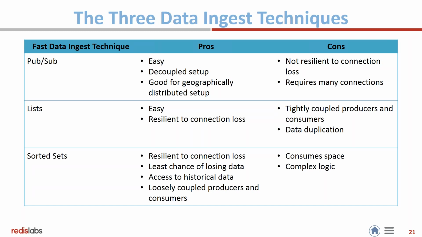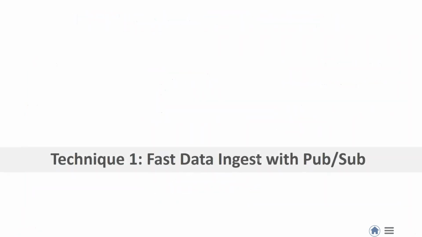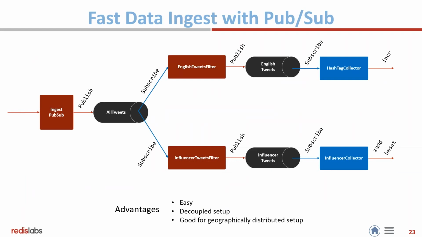There are some workarounds on how you can get rid of data by putting a time to live. You can expire data, and also you can have data forever using Redis Flash, and you can make it cost effective, but it has its own pros and cons. Okay, so let me go to the first technique, which is fast ingest with PubSub.